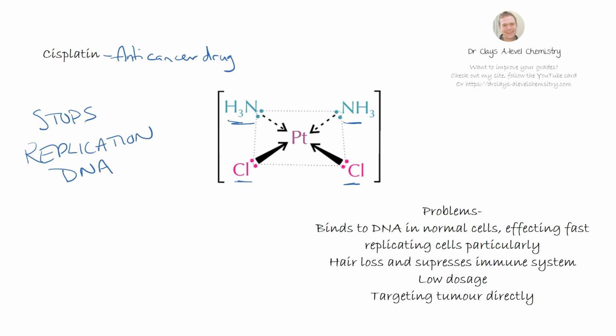So the problem here is that cisplatin doesn't really care what it binds to. It binds to DNA in normal cells as well as those in cancer cells, and it affects fast replicating cells particularly. Fast replicating cells would be things like in your hair, you see those physically grow, and also in your immune system, things like your white blood cells. They're continually replicating. So that means that it will have an effect on things like hair loss and can also suppress your immune system. But we overcome that by low dosage and also trying to create ways to target the tumour directly so that you don't have to give doses to the whole of the body.